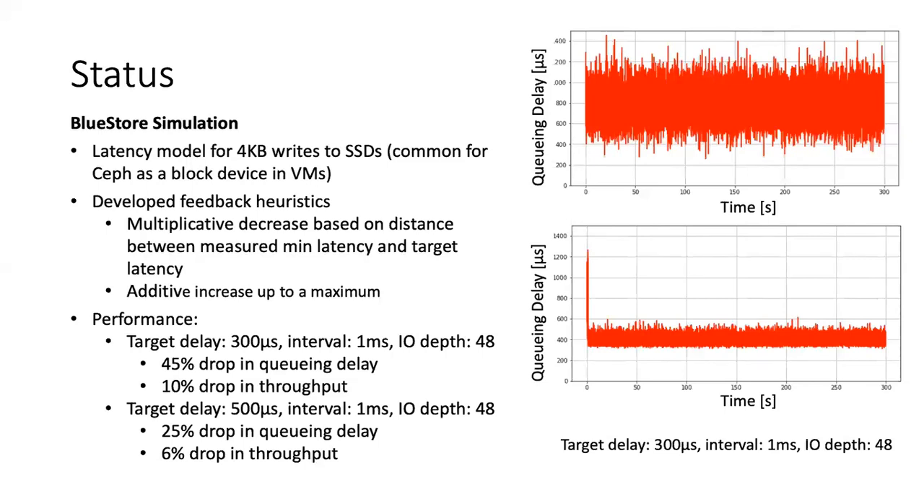Similarly, a target delay of 500 microseconds and an interval of 1 millisecond, again with an IO depth of 48 requests in flight, led to a 25% drop in queuing delay at only a 6% drop in throughput. Again, it shows that there are plenty of choices here, and that CoDel is indeed effective in balancing out the requests between the front end and the back end.